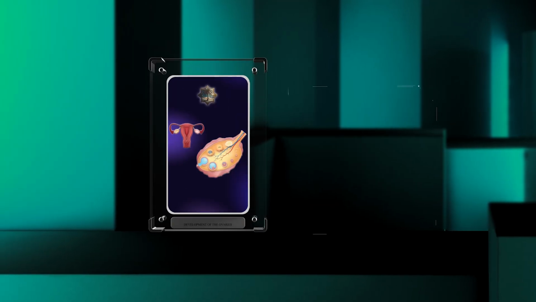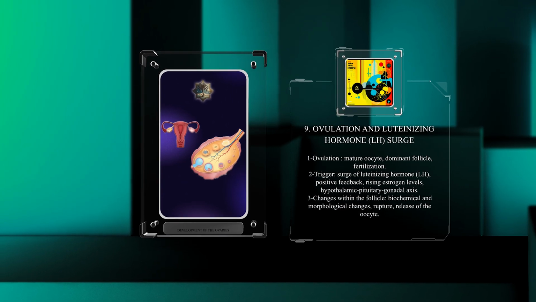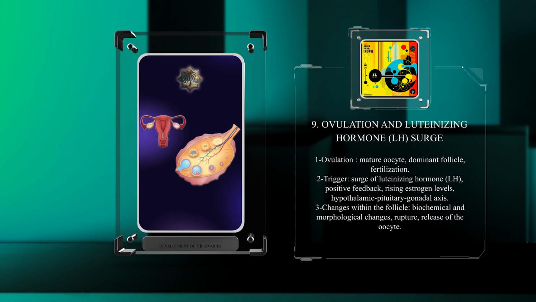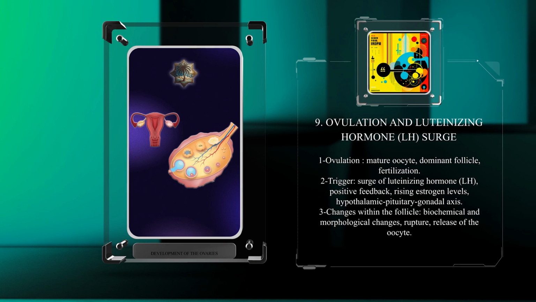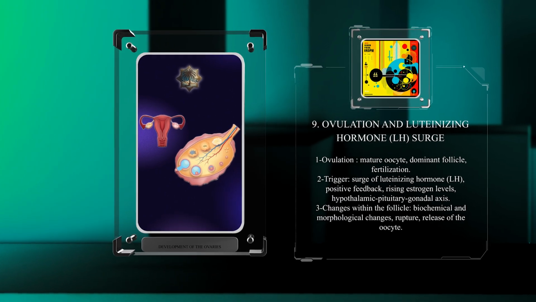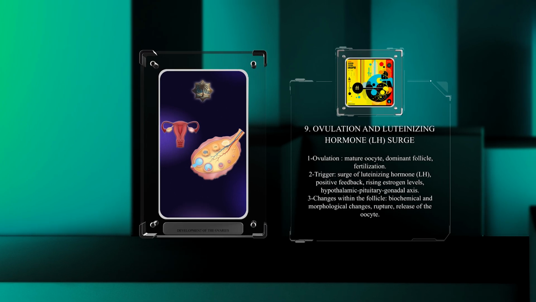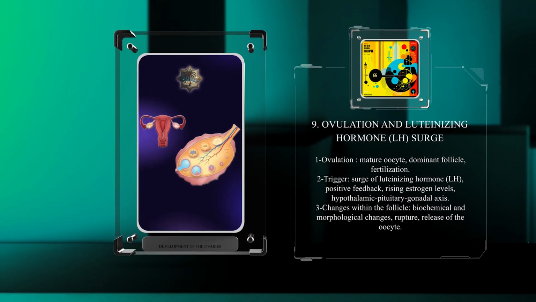Ovulation is the highly orchestrated process by which a mature oocyte is released from the dominant follicle to facilitate fertilization. This event is triggered by a surge of luteinizing hormone, LH, which occurs as a result of positive feedback between rising estrogen levels and the hypothalamic pituitary gonadal axis. The surge of LH induces a series of biochemical and morphological changes within the follicle, leading to its rupture and subsequent release of the oocyte.